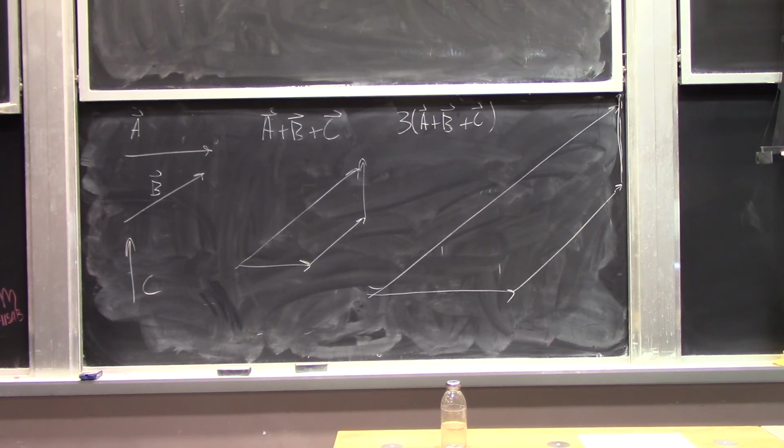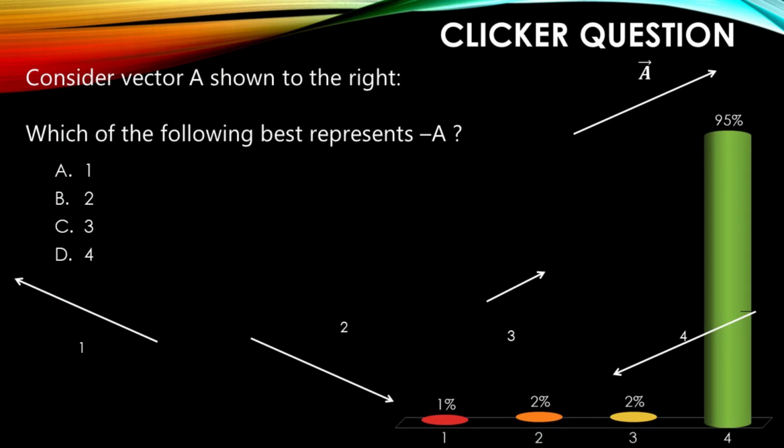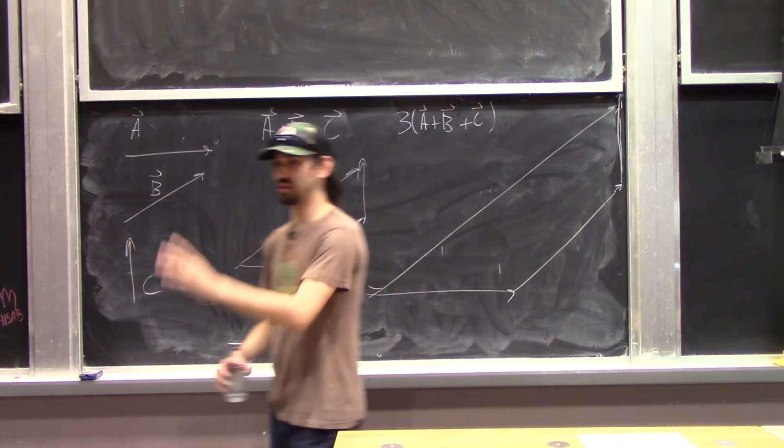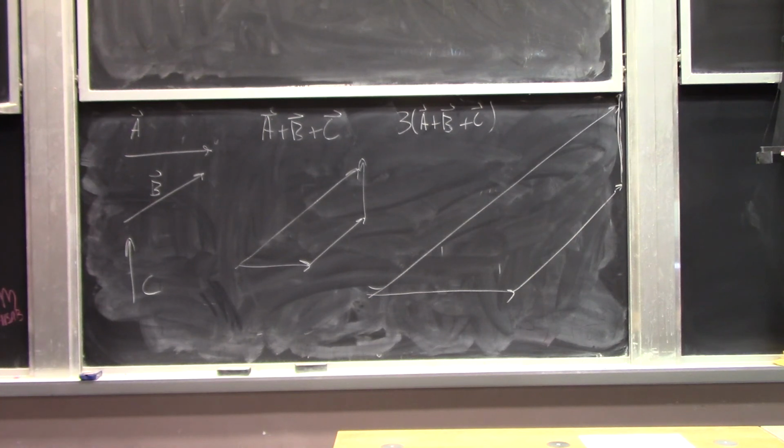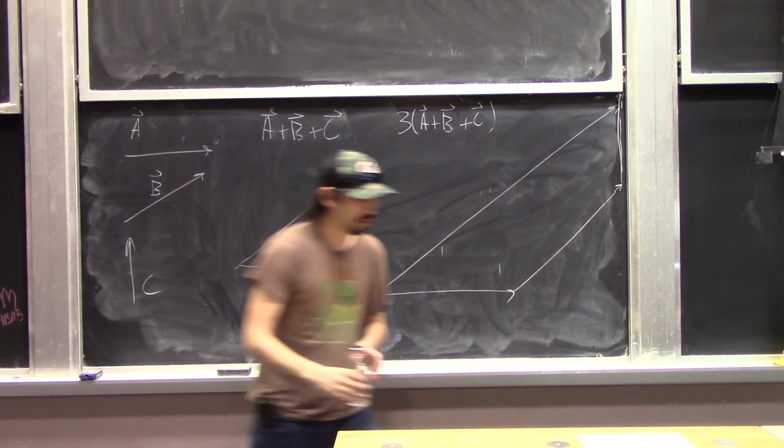How about this vector A? What does minus A look like? And I think these have gotten kind of trivial at this point, right? We know how to multiply vectors by -1 now. We're just flipping A, and so flipping A takes it from pointing up like this to pointing down like this. Okay?